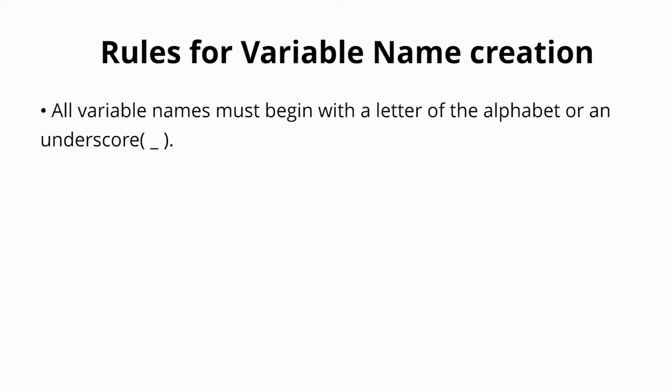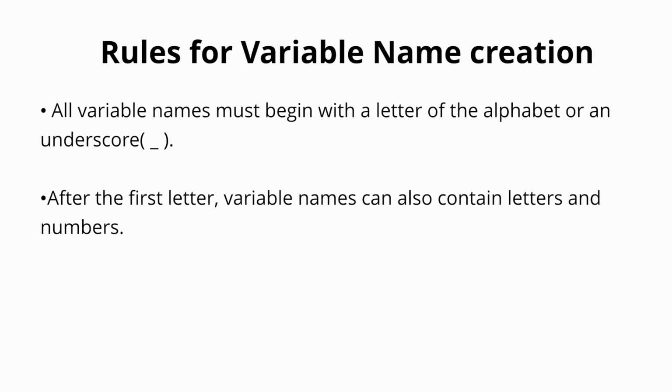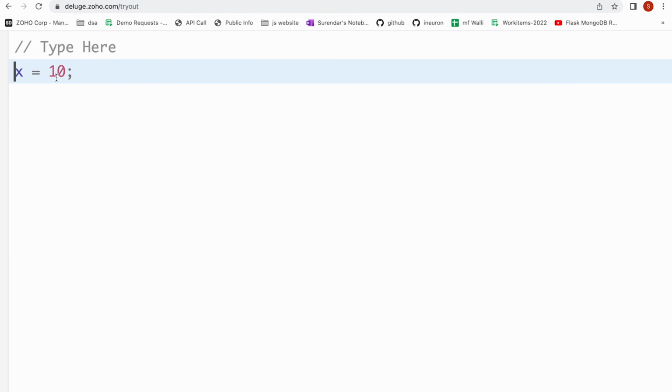Okay, it should begin with a letter or an underscore. Underscore is also allowed. And after the first letter, the variable name can also contain letters or numbers or underscore. Like I showed, x equal to 10, but 1x equal to 10 is wrong, but x1 equal to 10 is allowed, and x underscore 1 is allowed. Similarly, underscore x1 is allowed. So these are the allowed names.